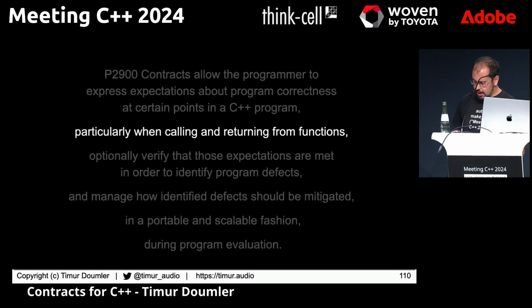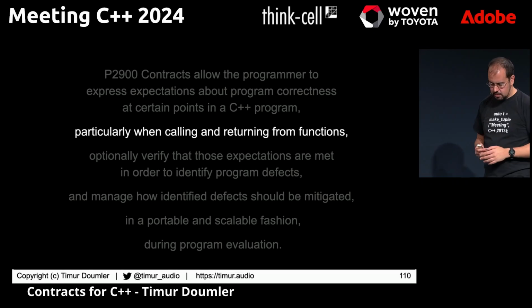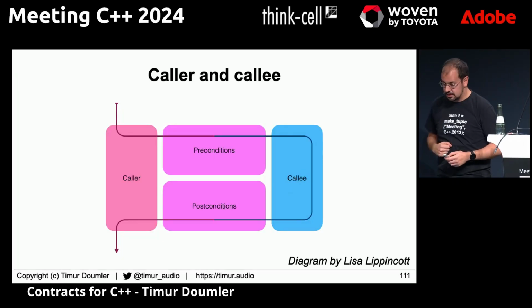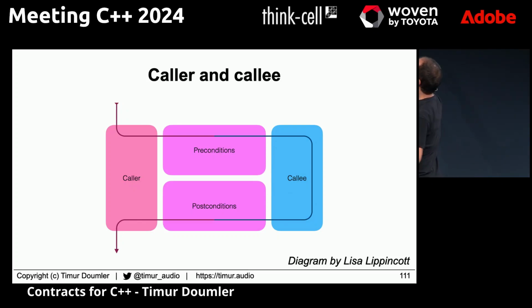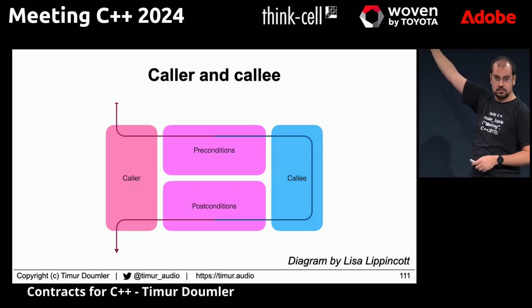All right, so we talked about calling and returning from functions. So I want to drill into this a little bit more. This is another diagram I borrowed from Lisa. Thank you, Lisa. So this is kind of what you want to do, right? We have a caller, you call a function, and then we check the preconditions, we execute the function, and then we check the postconditions, and then we return to the caller. This is what we want to do.